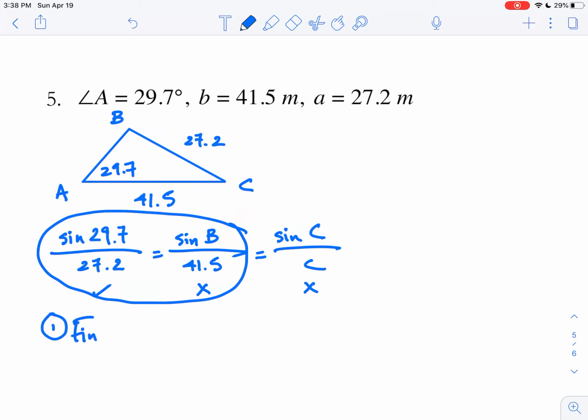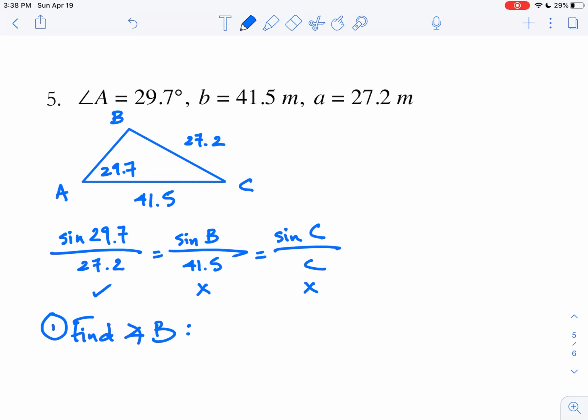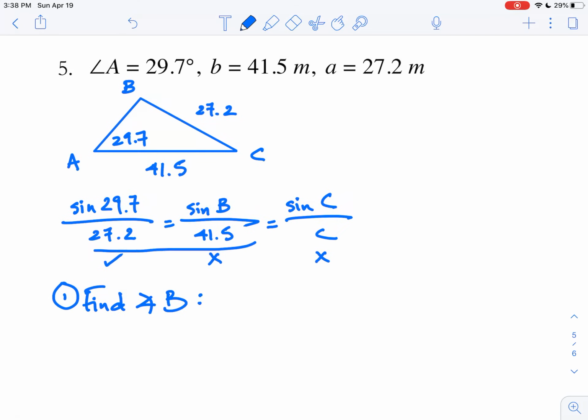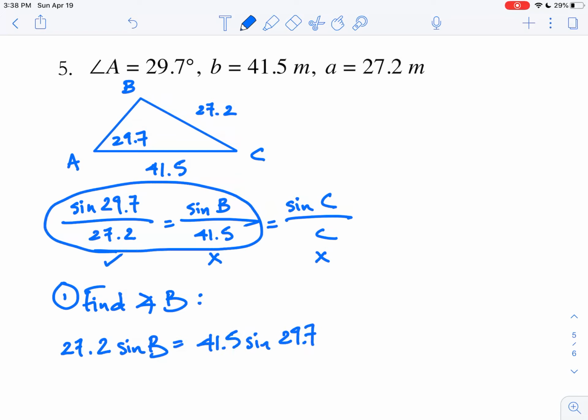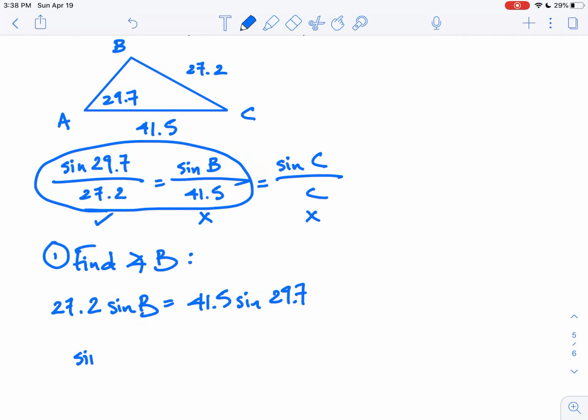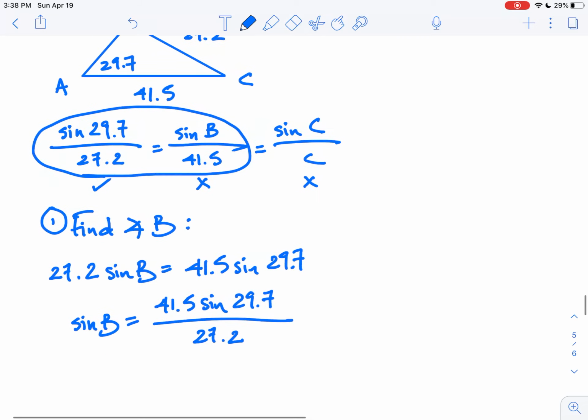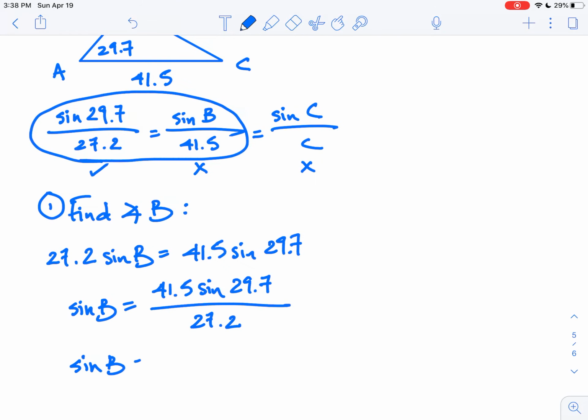So, find angle B. All right, so I'm going to start by taking these two pairs, and I'm going to cross multiply. 27.2 sine B equals 41.5 sine 29.7. I'm going to divide, and I'm going to turn that into a decimal.